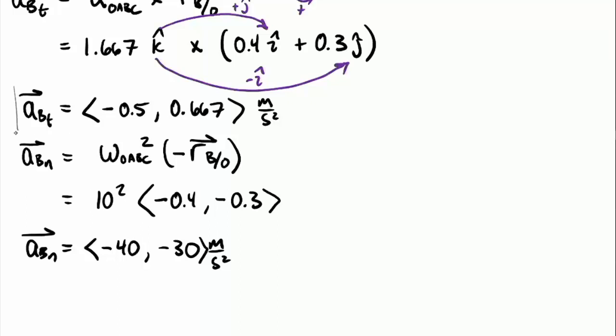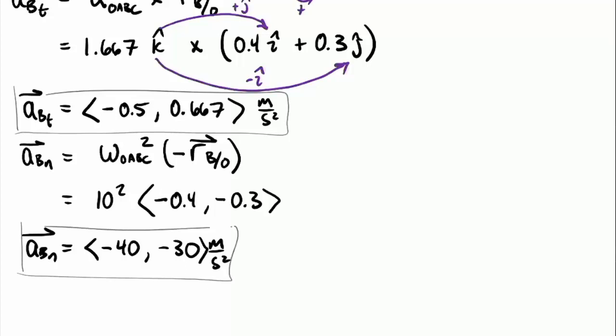All right, so those are my vector components. Now, if I asked for the overall acceleration, you could certainly add those components together. That would give you the overall a sub b. I'm just going to leave them as those two independent components for this one.